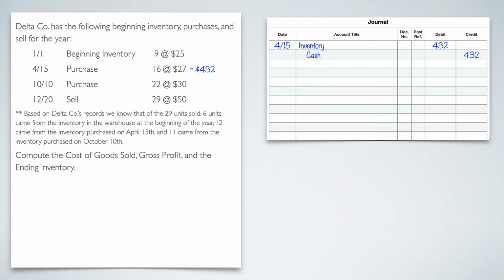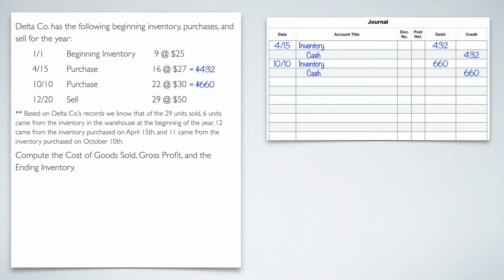Now we go to October 10th, where we had another purchase of 22 units at $30 apiece. If we multiply that again, that gives us 660, which lets us know how much our inventory is worth. So we can do our journal entry. On 10/10, our inventory goes up by 660, and then we credit cash because our cash goes down by 660. All right, that takes care of that one.